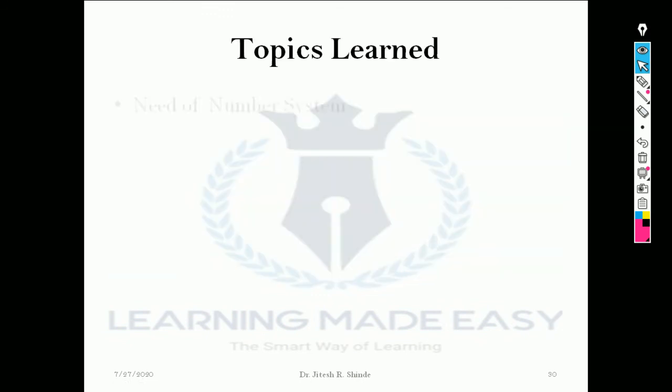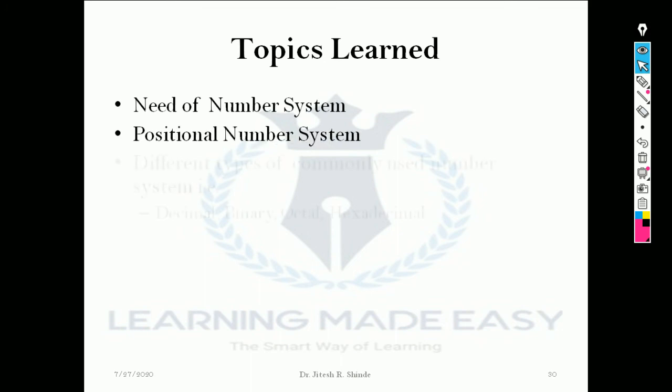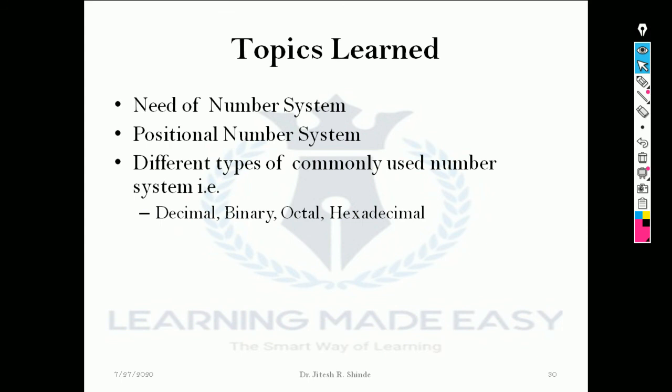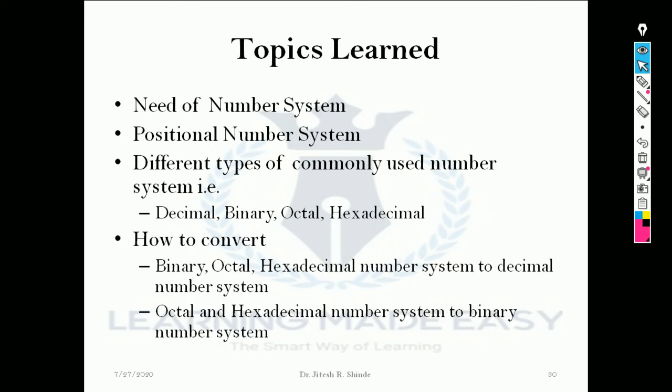Thus the topics in this session we have learned: need of the number system, what is positional number system, followed by different types of commonly used number system, decimal, binary, hexadecimal, octal, how to convert binary, octal, hexadecimal number system to decimal number system, octal and hexadecimal number system to binary number system.